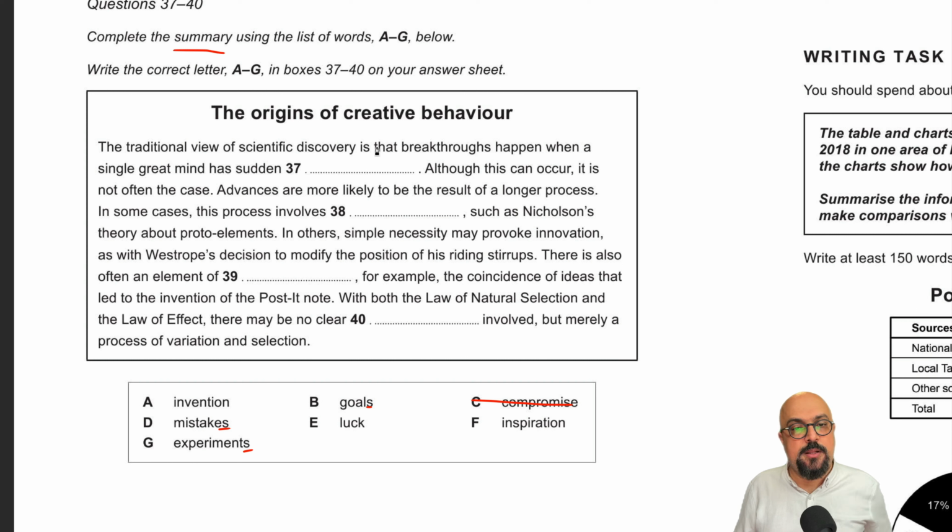So sudden what? Let's go ahead and try to guess this answer. When a single great mind has sudden luck, maybe goals, no. Invention, no. Sudden mistakes, no. Experiments, no. So this is the traditional view. So it's not about luck. The traditional view is about getting insights. And which word here means insight? Or inspiration. So let's just choose F for 37.